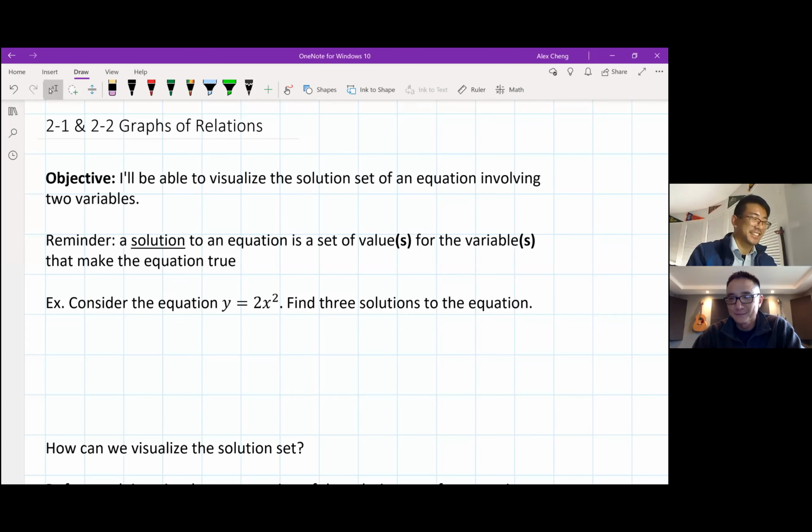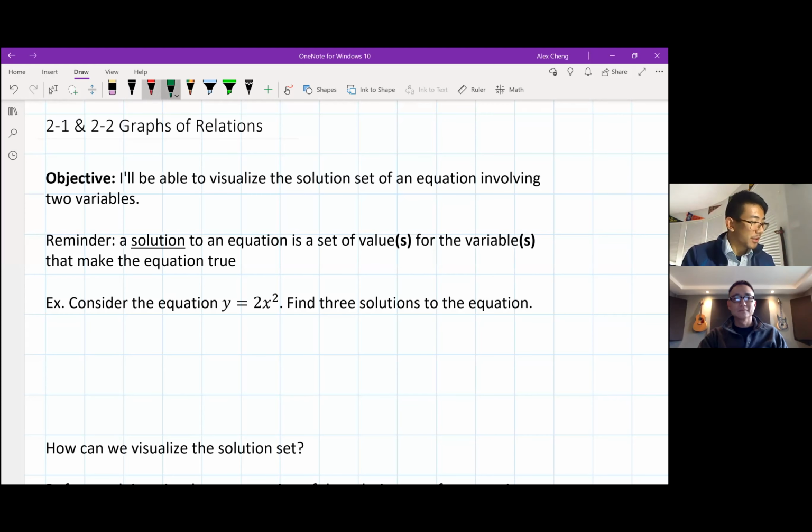Excellent, excellent. So our plan today is to introduce chapter 2, which is all about these things called relations and functions. And we're just going to take a quick walk through memory lane, if you remember from Algebra 1, about the graphs of these things. Okay, so we're going to start off thinking back to what we talked about with equations last week.